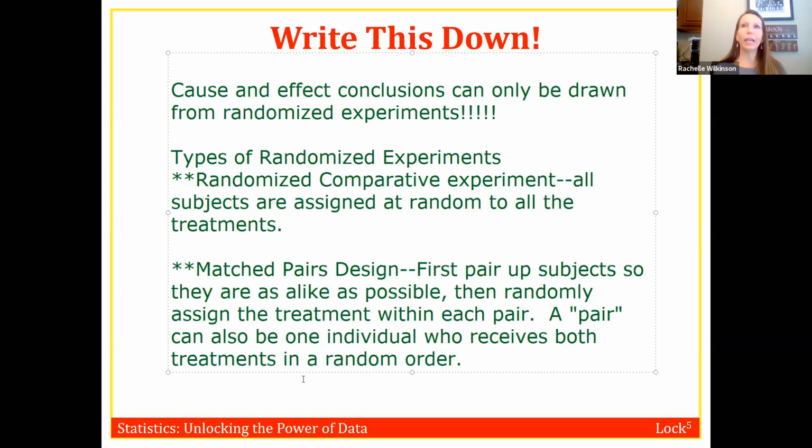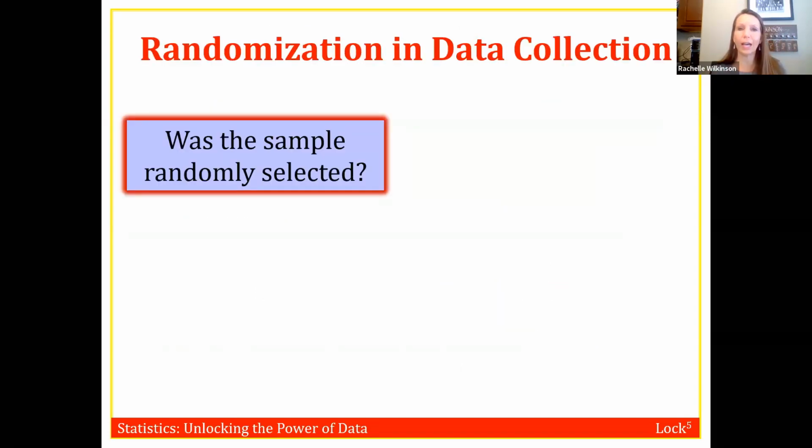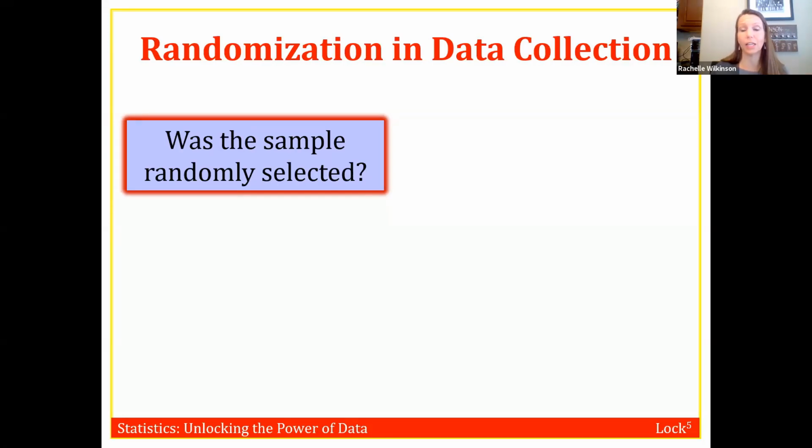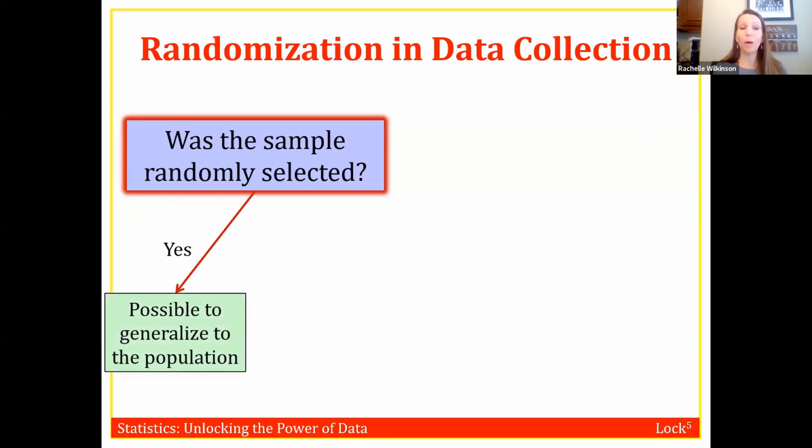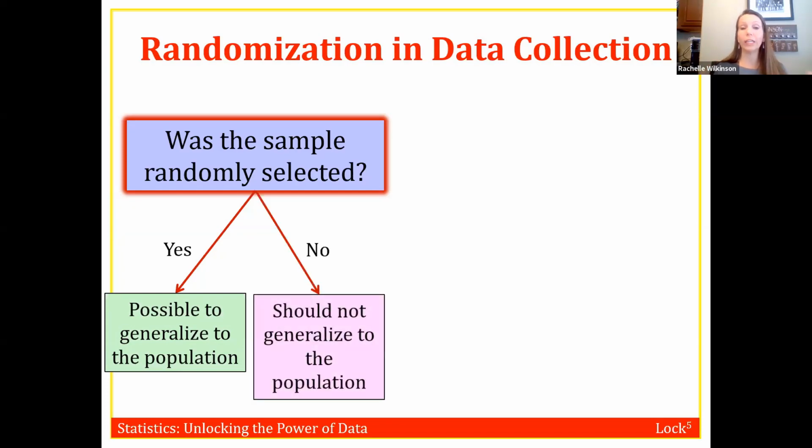All right, so at the end of the day, when we're looking at a study and we want to be able to determine what kind of conclusions we can draw from that study, it's going to come down to asking 2 questions. Here are the 2 questions that we have to ask of any study. First, was the sample randomly selected? Did we take a simple random sample from the population or something like that to select our sample? If we did, then it is going to be possible to generalize to the whole population. If the answer is no, then we cannot generalize the results to the whole population.